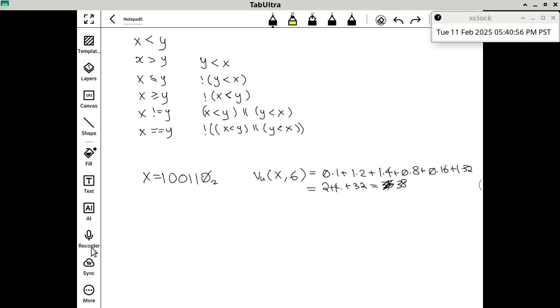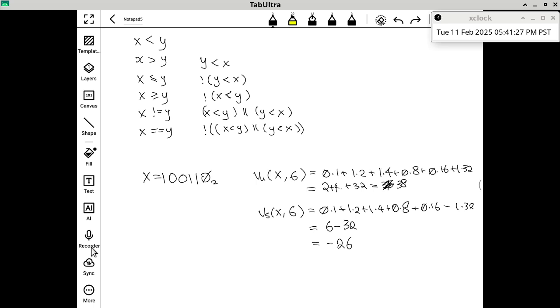So now we are going to look into VS. Same thing, the signed interpretation of this. So it's almost exactly the same thing. It's 0 times 1, plus 1 times 2, 1 times 4, 0 times 8, 0 times 16, and then we have a 1 times 32, except that it is subtracted. So now we have 6 minus 32, which is negative 26.